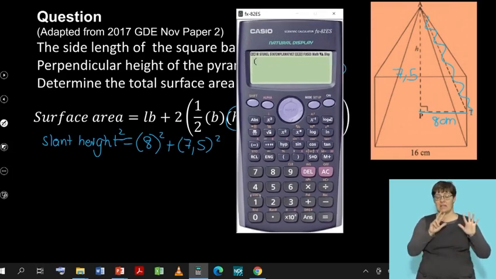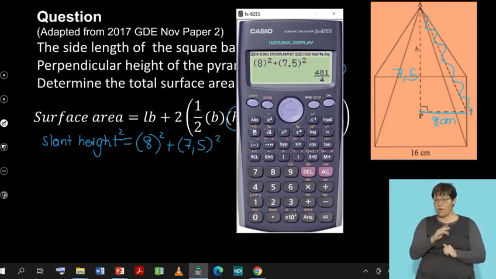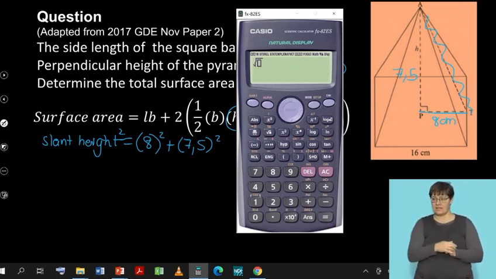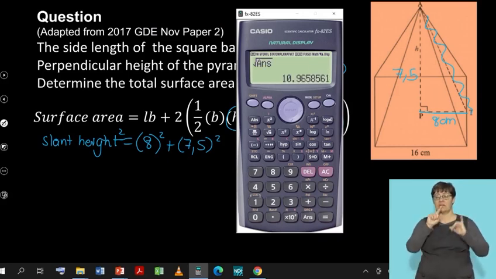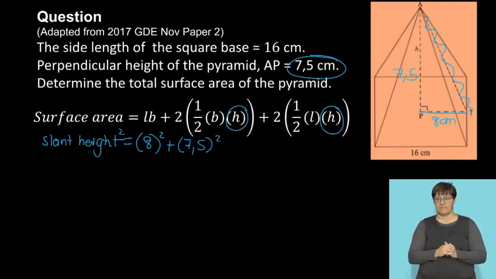So we've got 8 squared plus 7,5 squared. But I know that I'm going to have to square root my answer in order to establish what my slant height is. So I'm going to square root my previous answer, and I'm going to get that my slant height is 10,97.